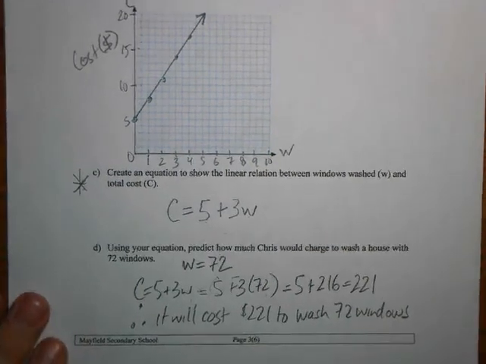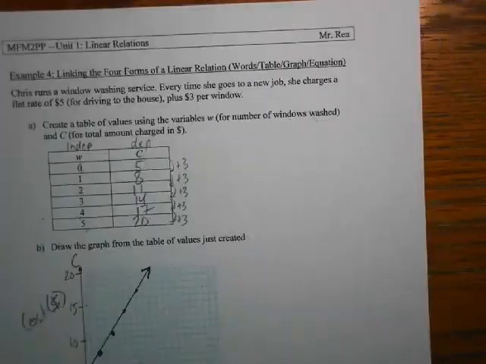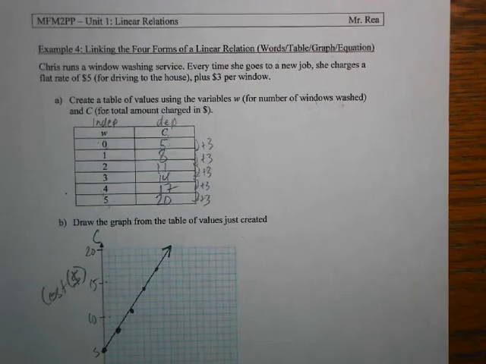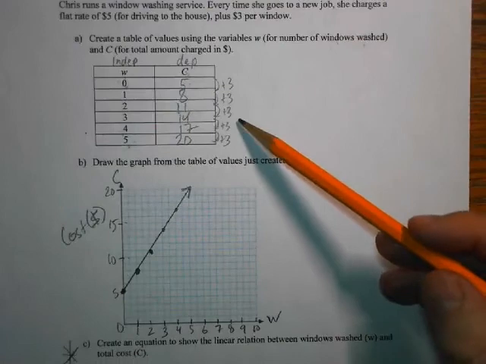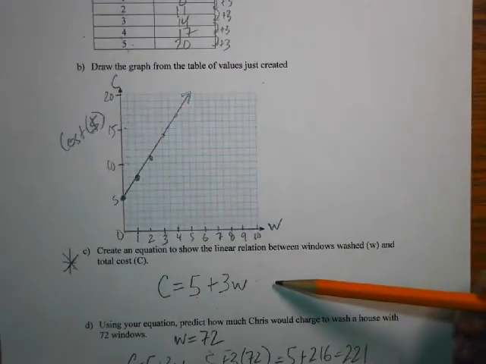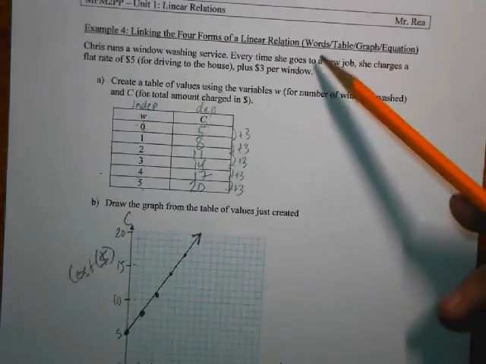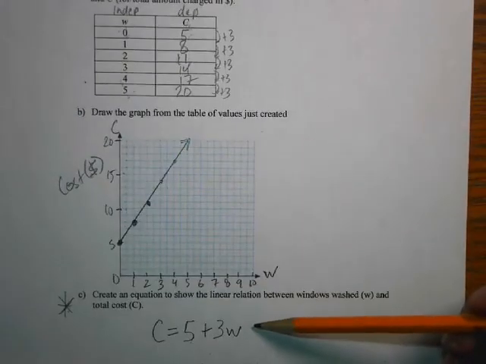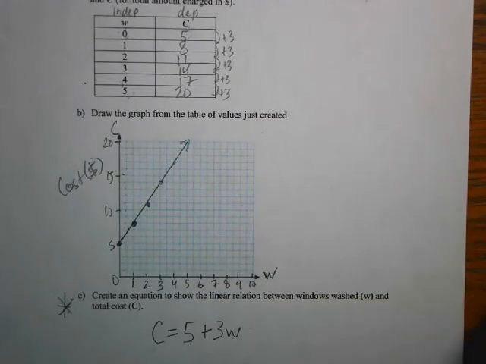Okay, so this is a pretty important question. It shows you all four forms: the words, table of values, graph, and equation. And you can see how we started with just one of the forms and we're able to create the other 3. That's really the skill I want you to develop in this unit.